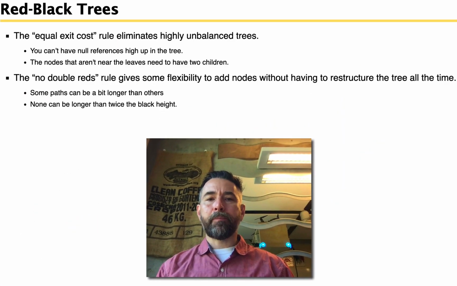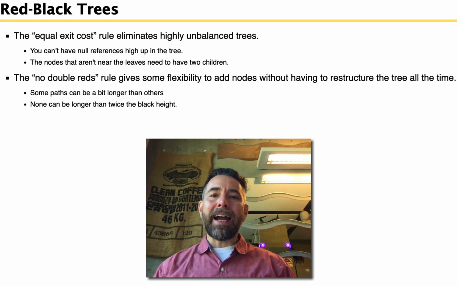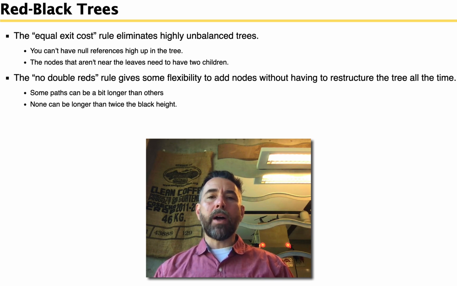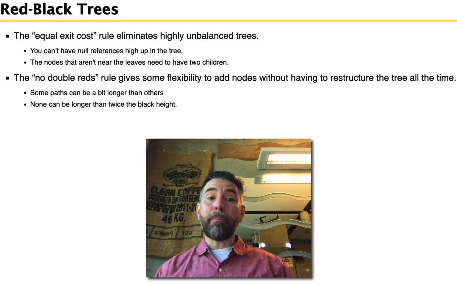And here's how. The equal exit cost rule eliminates highly unbalanced trees. It ensures that you're never going to have a left or right path where one side is drastically longer or drastically shorter than the other. That means you're not going to be able to have null children very high up in the tree.